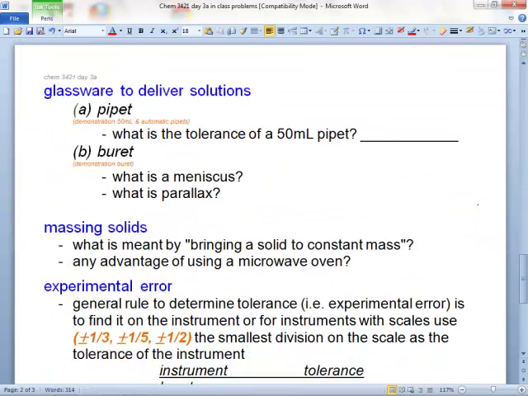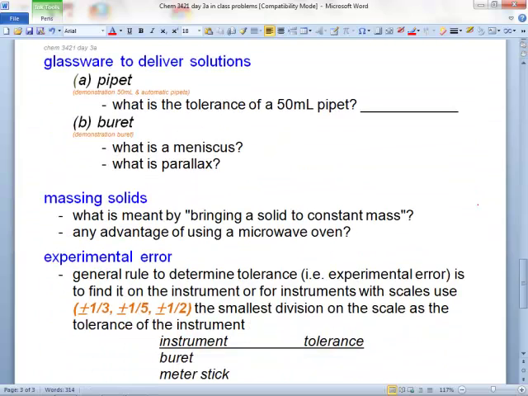Okay, so you actually want to deliver some solutions. You actually want to deliver a known volume. A 50 ml pipette, I couldn't find one. I didn't really look too hard because I found this one. So let's just change this to 25. Erica, what is the tolerance of this thing? It should be up here somewhere. 0.03. This one is a Fisher brand.